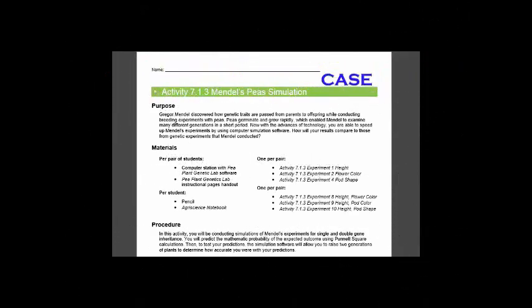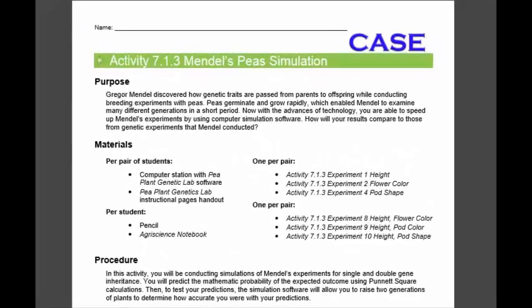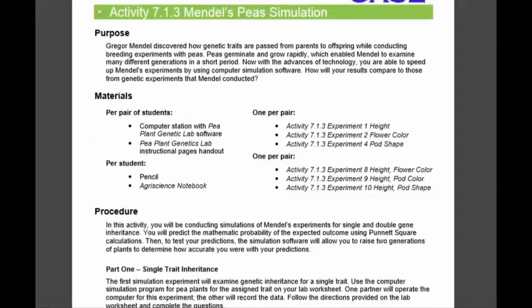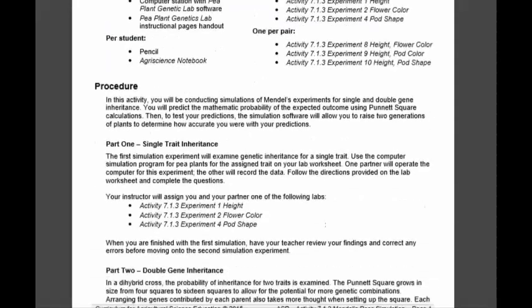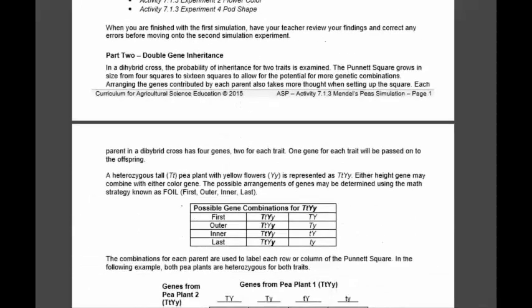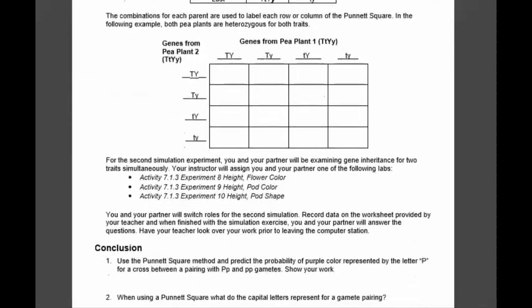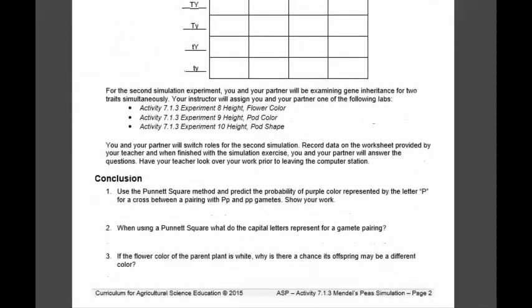Through Activity 7.1.3, Mendel's P simulation, you will practice your genetic prediction skills using simulation software to learn about the role genetics plays in plant production. This will help you understand dominant and recessive genes and how they relate to plant genotype and phenotype. Your teacher will provide instructions for you and your partner to complete 2 experiments related to genetic inheritance in pea plants.